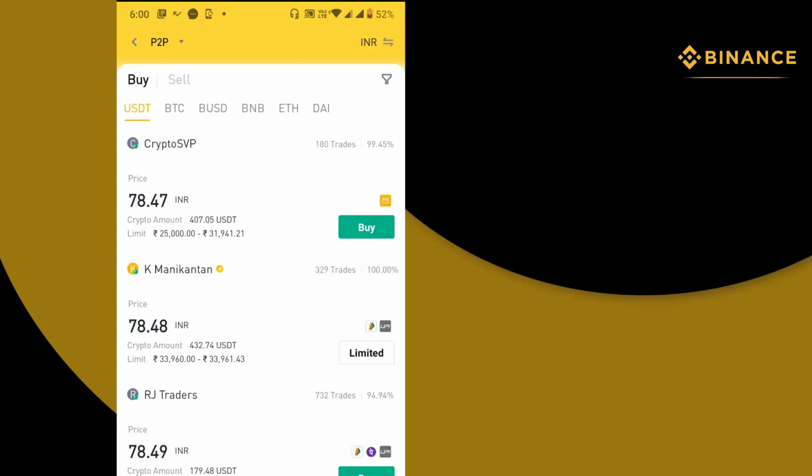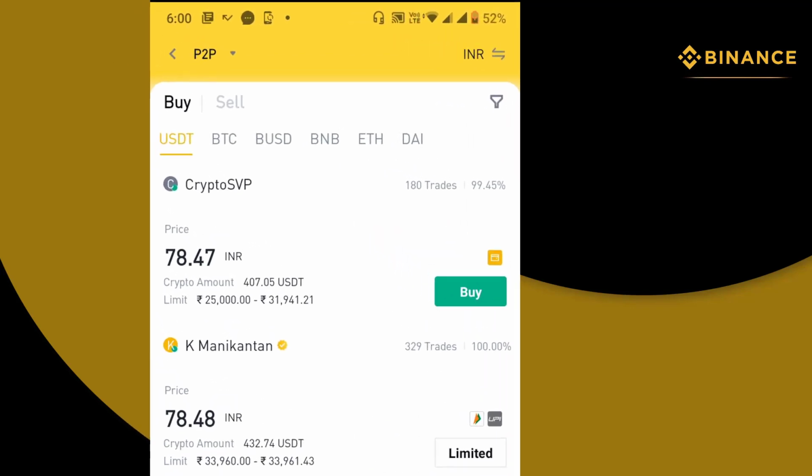For example, you can see the first trader, Crypto SVP. He has 180 trades and has completed 99.45% of them, which is a really good completion rate. When you look at the price he's selling at, 78.47, remember that the first person in the list has the lowest price, because the Binance P2P trading list always goes from low to high. So the first trader is selling at 78.47 rupees per dollar.